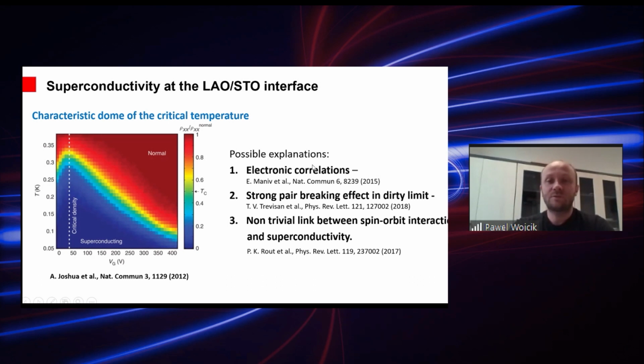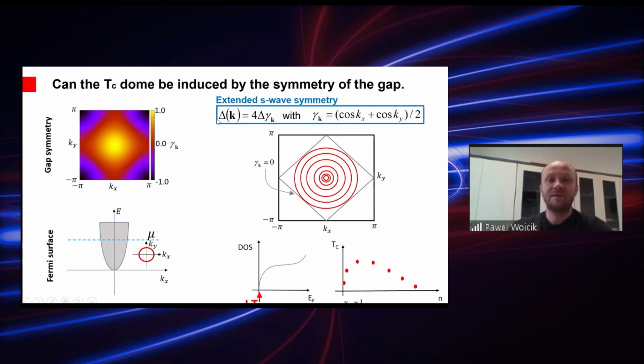One of them is based on electronic correlations. Another one says that this characteristic shape probably results from a strong pair-breaking effect in dirty limit related to the repulsive interband interaction. And another theory says that it could be an effect of a non-trivial link between spin-orbit coupling and superconductivity. In this presentation, I will show you that this characteristic shape can be induced by the specific symmetry of the gap.